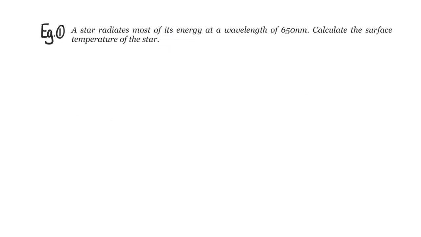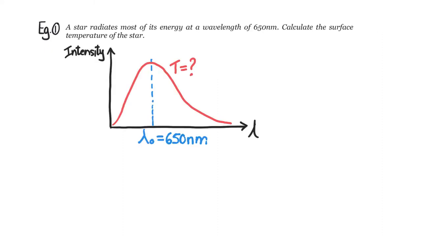So let's consider the first example, and this one states that a star radiates most of its energy at a wavelength of 650 nanometers, which is in the visible spectrum. Calculate the surface temperature of the star. If we were to plot the intensity of radiation at each wavelength versus the wavelength, we would get a black body curve like this. We find that the peak intensity would be at a wavelength of 650 nanometers.